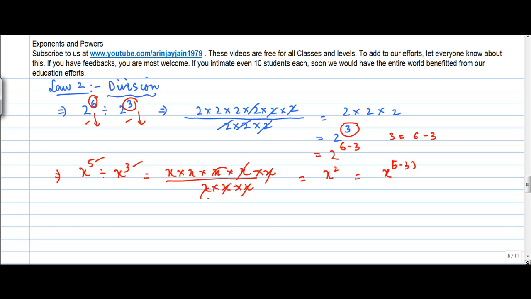Okay? So therefore, we generalize that for a non-zero integer, which can be anything, let's say x, x to the power m when divided by x to the power n is always equal to x to the power m minus n. Right?